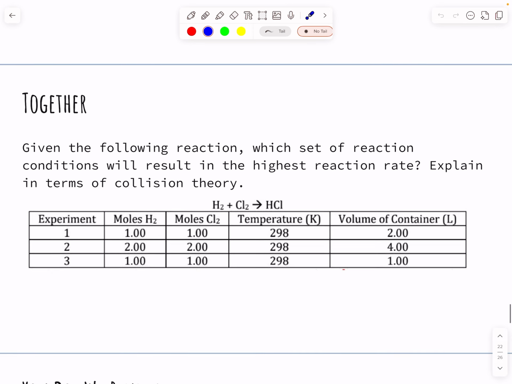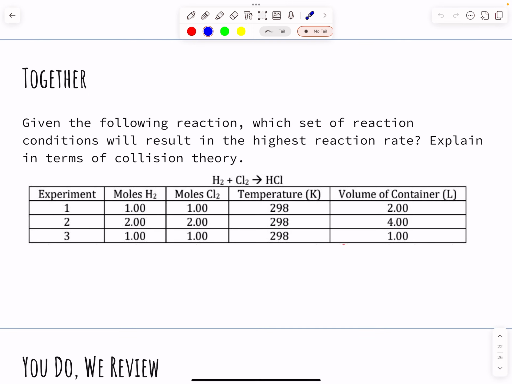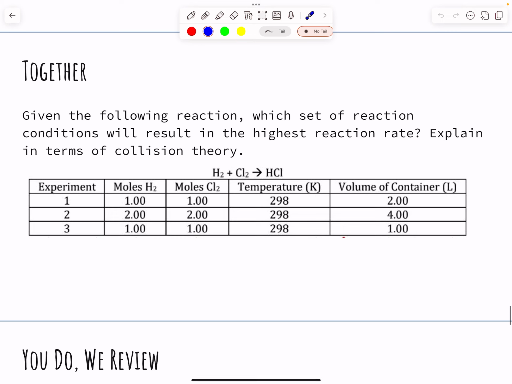All right, so let's look at this together. This one is the problem that is in your notes here. This is already written in your notes, but I'm just going to leave it on this slide to go through it. It says, given the following reaction, which set of reaction conditions will result in the highest reaction rate? Explain in terms of collision theory.